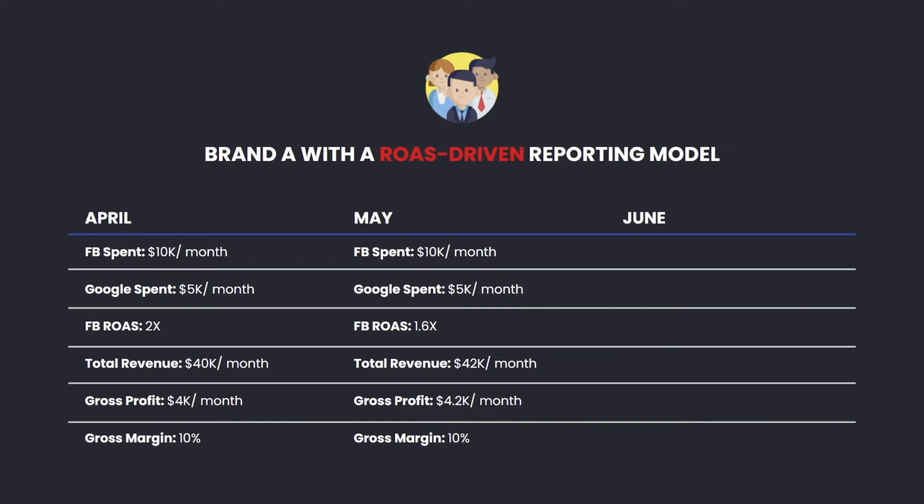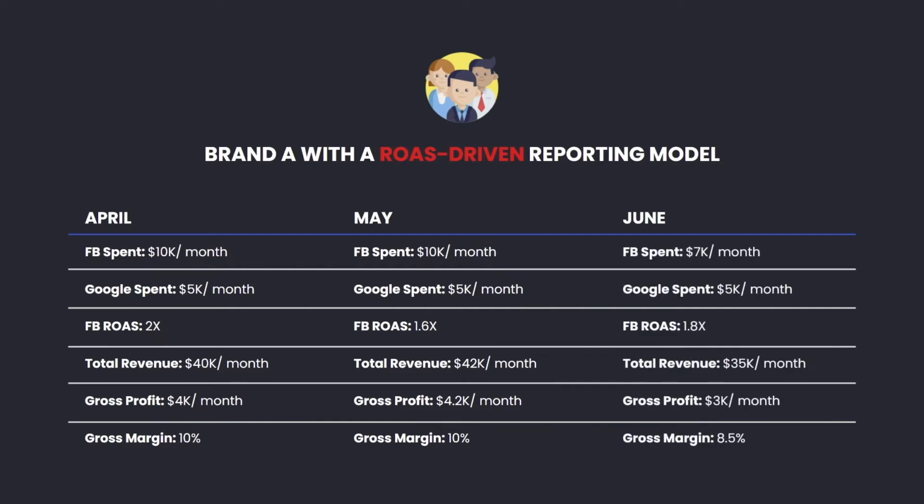But when June came around, they made sure to decrease the budget for Facebook, hence a drop of performance from $10,000 per month to $7,000 per month. Google expenses stayed the same. This reduction in Facebook spend actually led to an increase in Facebook ROAS from 1.6 to 1.8. The founders think they have made the right decision.